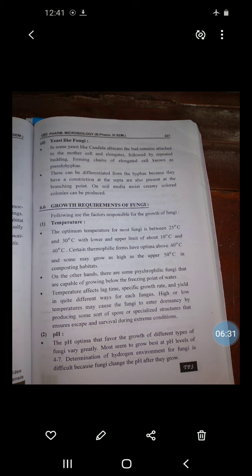The determination of the hydrogen ion environment for fungi is difficult because the fungi change the pH after they grow. Why is it difficult? Because the fungi change the pH after they grow.